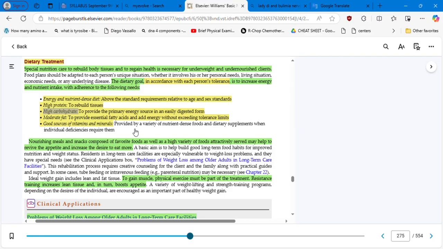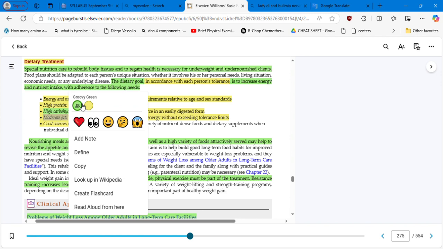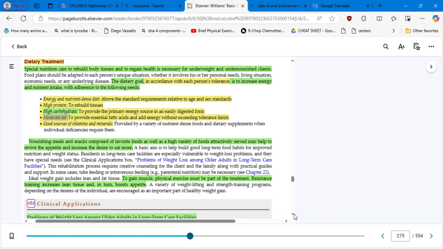Moderate fat to provide essential fatty acids, especially on patients that have a history of cholecystitis, cholelithiasis, right? We have to be careful with that. Anybody who has atherosclerosis or problems with the heart. So we have to make a balance there. Good sources of vitamins and minerals.